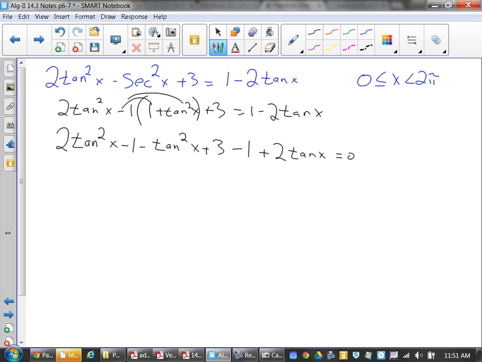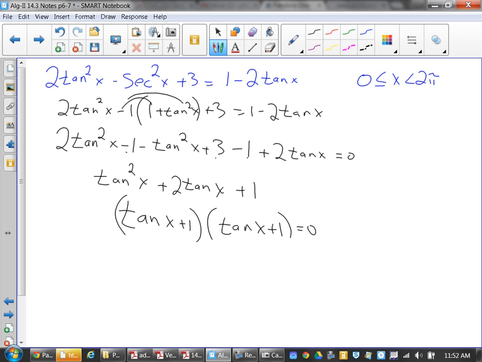So we have 2 tangent squared and tangent squared leaves me a tangent squared. I have a 2 regular tangent here. And then I have negative 1 plus 3, so that's plus 2. So what times what is 1, and we add together to get 2? 1 and 1. Tangent of x plus 1, tangent of x plus 1. So what angle has a tangent value of negative 1? 3 pi over 4 and 7 pi over 4. There you go.